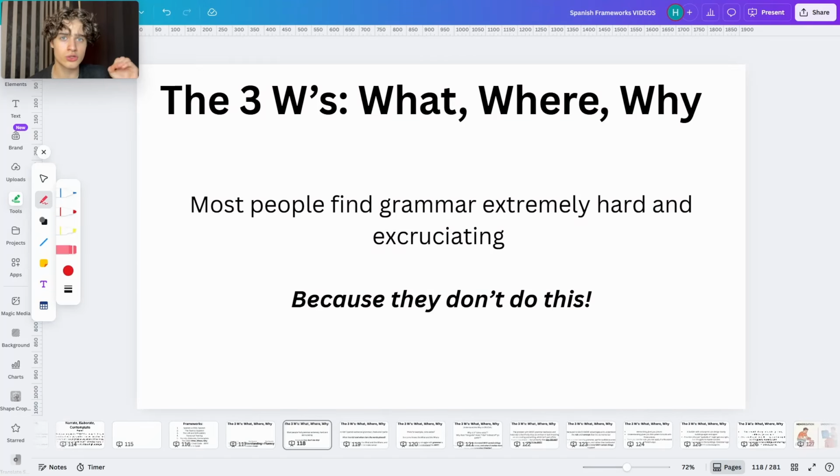And so I like to tackle grammar, and the way I actually learned grammar is through this framework, which I like to call the 3 W's. The what, the where, and the why. Now, most people find grammar extremely hard and excruciating, and it's specifically because they don't follow the concepts of this framework, right? You can obviously take the advice I give in these videos and put it into your own way of thinking, right? As long as you implement the advice, then I've achieved my goal here.